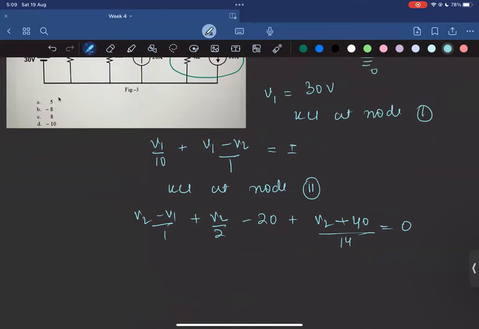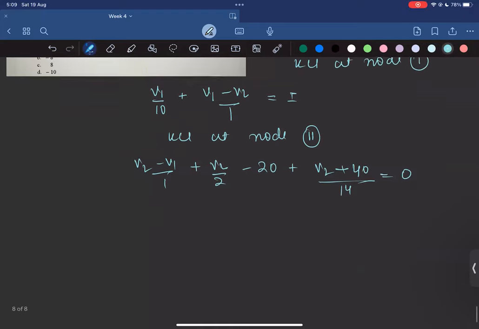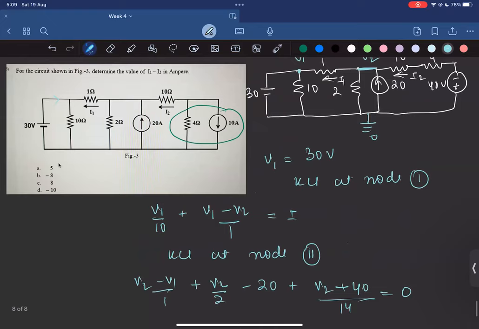Just a minute. You are asking for the second one, sir. Yeah, KCL at node 2. Scroll the slide down a little bit, please, sir. The circuit is not visible. It is (V2 minus V1) by 1 plus. I'm unable to hear you.